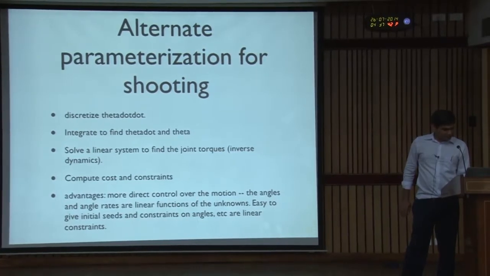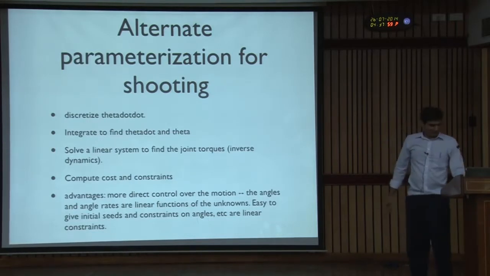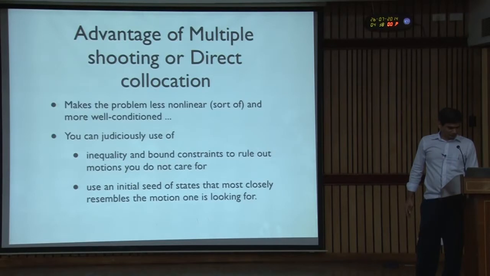I guess this is similar to what Anindo suggested initially. The alternate parameterization for shooting. You could, instead of parameterizing the torques, parameterize theta double dot, for instance, or theta, of course, but theta double dot differentiated to get theta dot and theta and so on. And this is sort of an answer to Ishan's question.